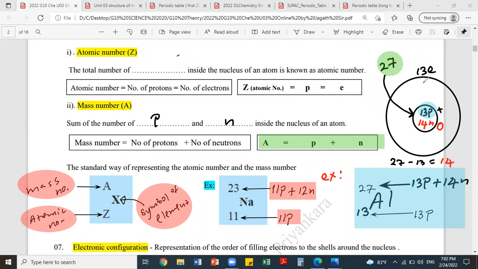Are all these 13 electrons at the same level? No, they are at different levels. That also you should know. We'll come to that later. So did you all get it down? What are the two numbers here? Atomic number and mass number.